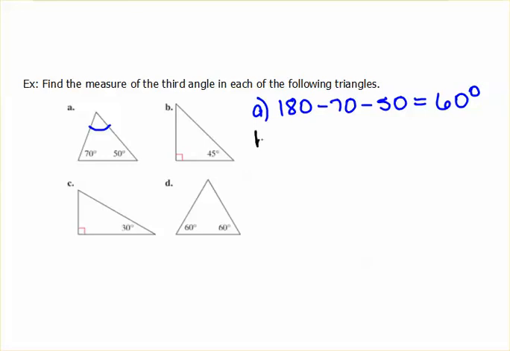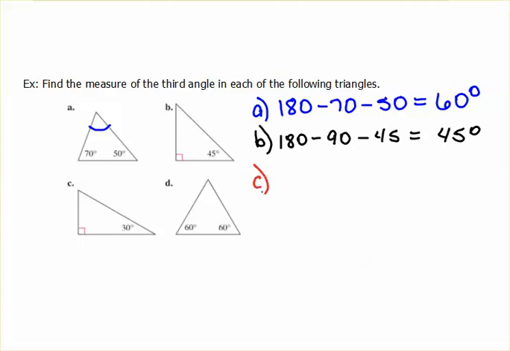Part B, here we have another triangle, and they've given us a measure of 45 degrees. And do you remember what this measure is? This symbol means 90-degree angle. So if they have to add up to be 180, we can subtract off 90 and subtract off 45 to end up with a 45-degree angle.